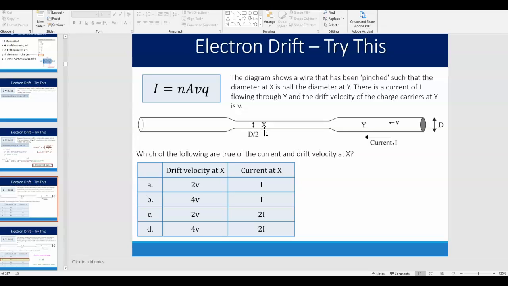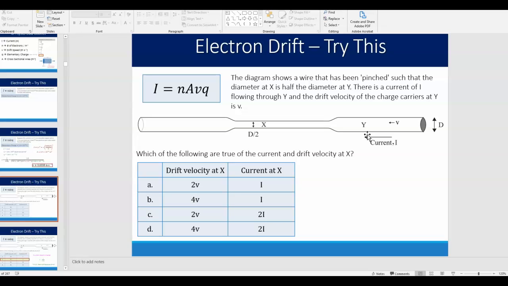because the area is much smaller. Okay, now the current is going to be the same at x and y. The amount of charge flowing at x and y per second has to be the same. The reason for that is if that wasn't the case, that means that that charge would be pooling up inside the wire, which doesn't happen. Okay, so the current at x and the current at y have to be the same, because otherwise you would have charge accumulate at points along the wire.